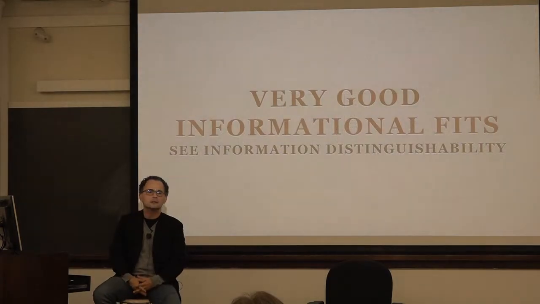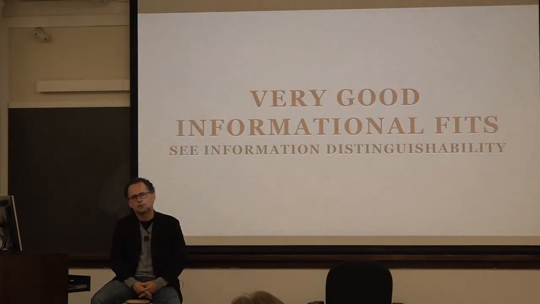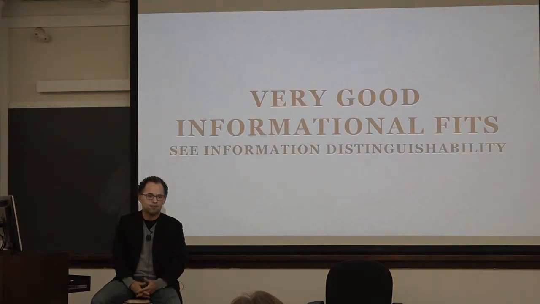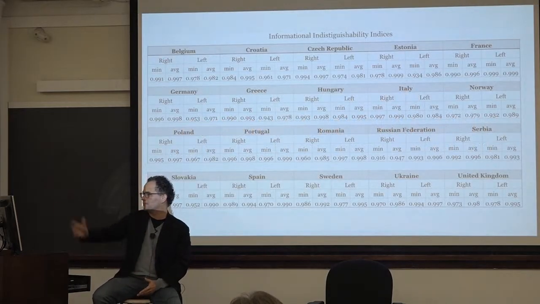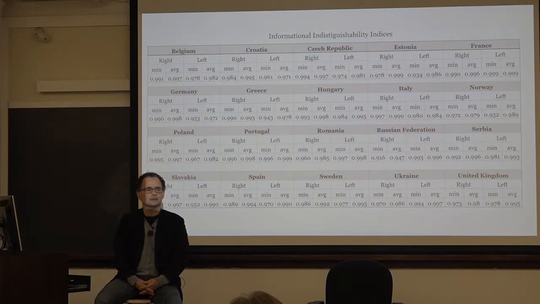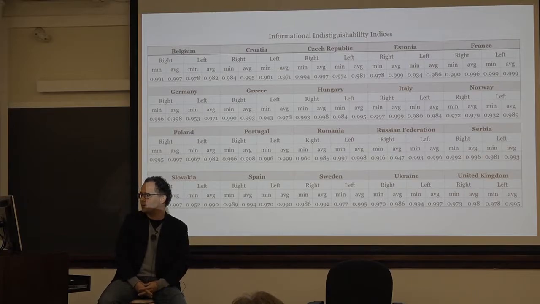Perhaps more significantly, when you actually estimate the information distinguishability index between the fits and the actual data, you get some fairly compelling numbers. We have this plot in the paper. People can look at it. But the average fit on the right tail is well in excess of 0.99. In other words, more than 99% of the informational content of the distribution is captured on average. The maximum is often 0.999 with another 9 afterwards for some economies.